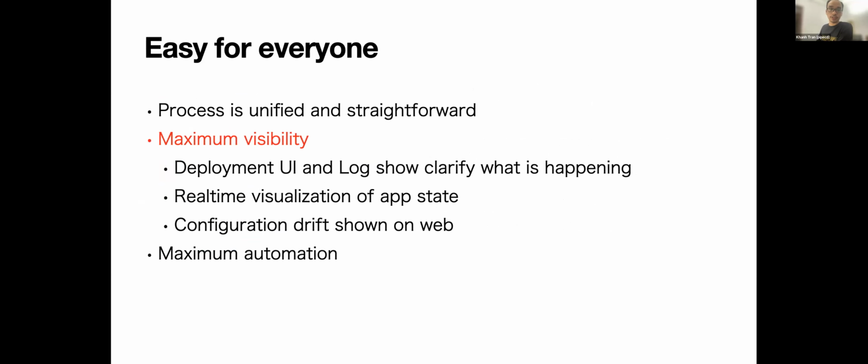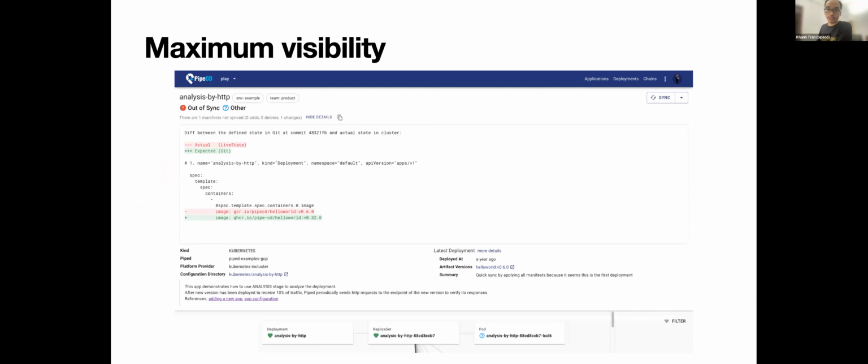Number 2 is maximum visibility. This is a simple view of the PipeCD application detail page. You can see some interesting information here, like the application sync state. Below is the diff between the live and the Git manifest, shown in detail. And below that is application information plus the live state shown in a graph, just like other CDs such as Argo CD.